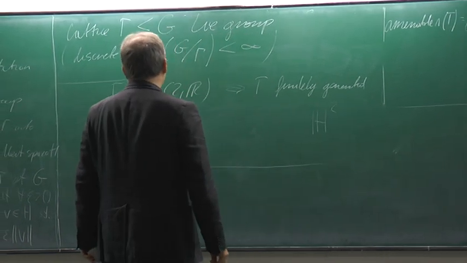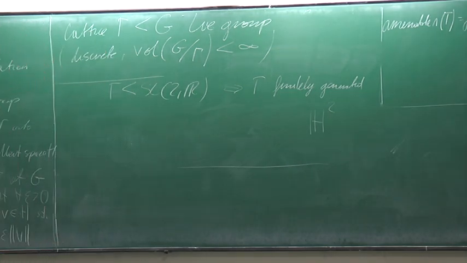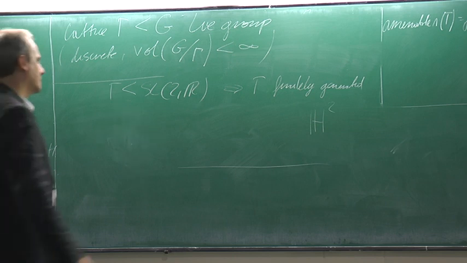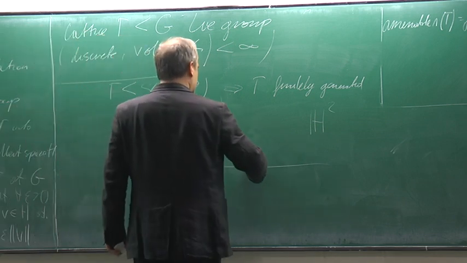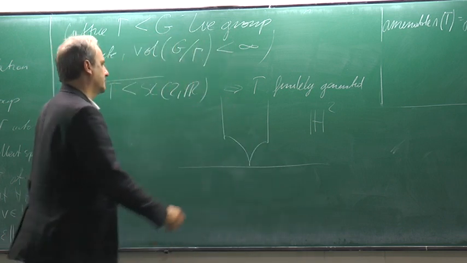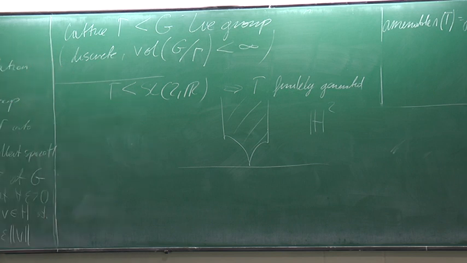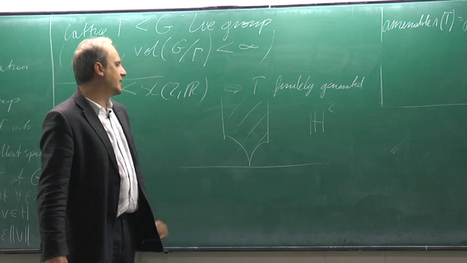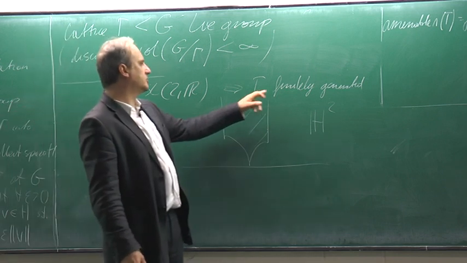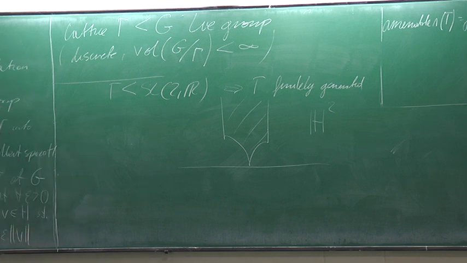If you look at the action of gamma on the hyperbolic plane, so let H2 be the hyperbolic plane, for its action you can find a fundamental domain which consists of finitely many edges, and they correspond to generators, and therefore these groups are finitely generated.